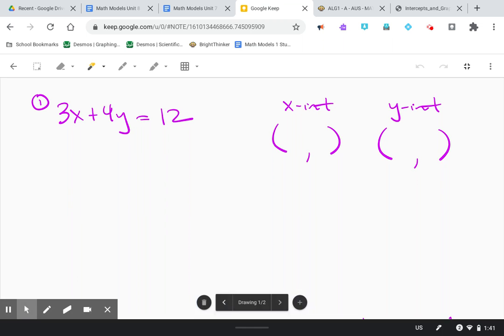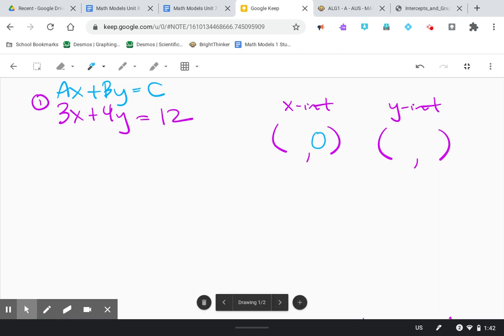Some of them are going to be set up in standard form already. Like this first problem you see here, this is already in ax plus by equals c. And in order to do this, there's one big concept that we have to understand, and it is that in x-intercepts, the y value is always 0.